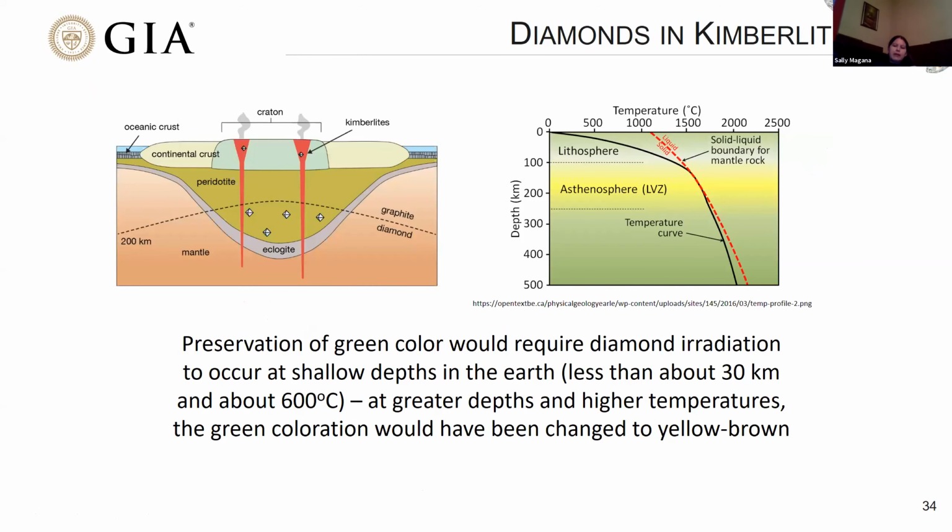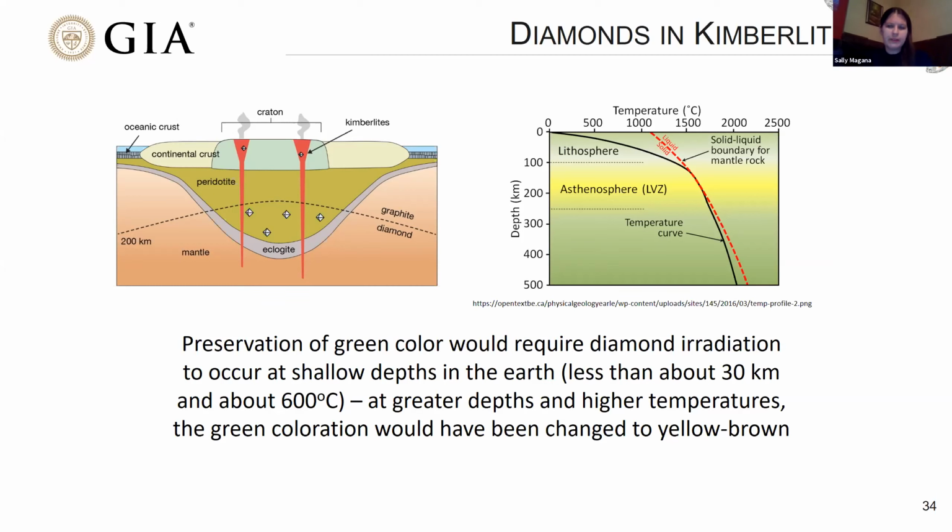And we know that the green color, or that radiation, only happens within shallow depths, typically less than about 30 kilometers, because we know that that green color will not survive if the diamond is heated up to greater than 500 or 600 degrees Celsius. We know at higher temperatures that green coloration is lost and changed to yellow brown. And so we know that it has to be within a very narrow and very low temperature window in order to preserve that green color. So that's how we know that this can only happen within the very shallow depths of the earth.